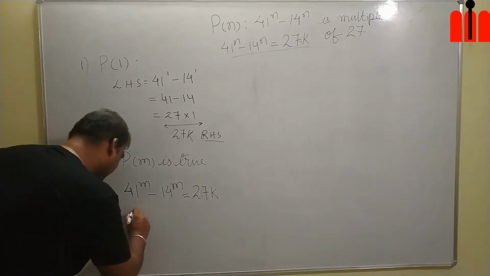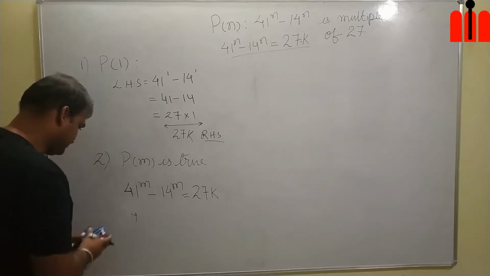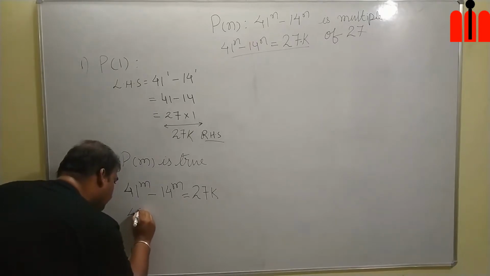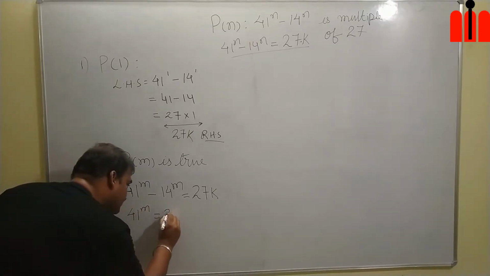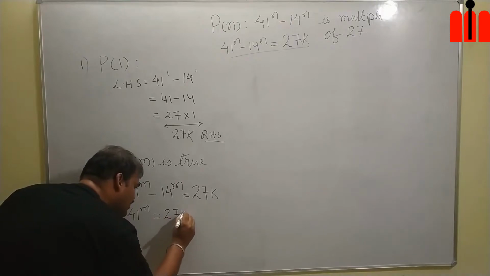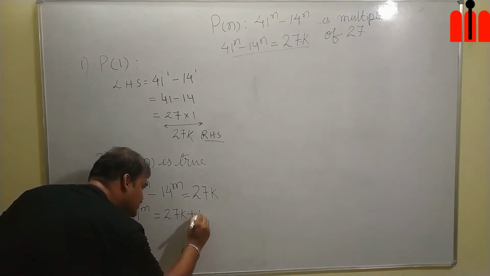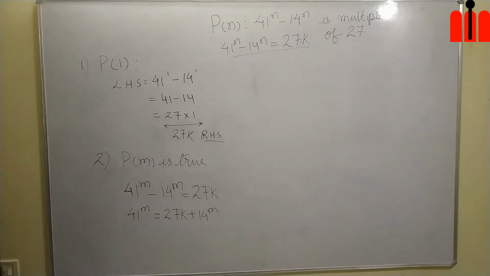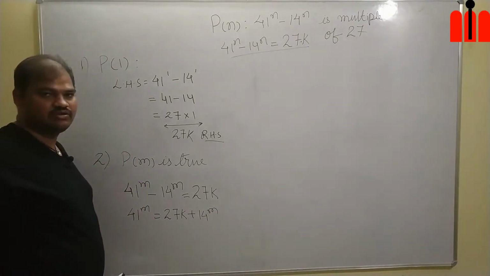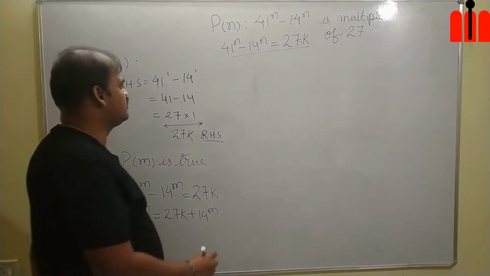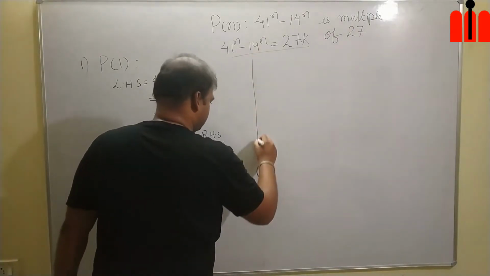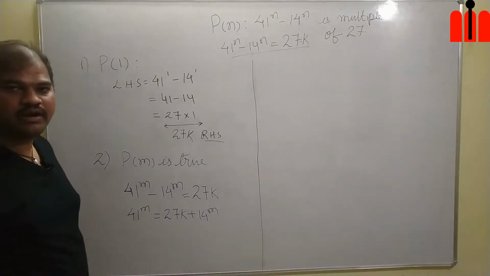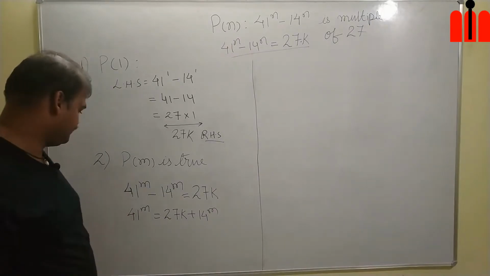I will write a step further that 41 to the power of m is equal to 27k plus 14 to the power of m. Okay, I will further drill down to this step. Next, let's move on to our main step, which is the induction step.